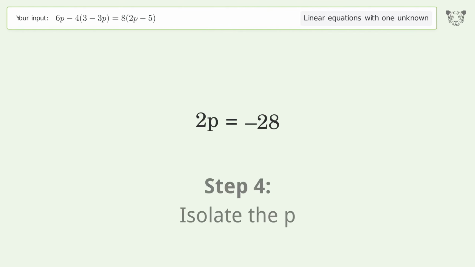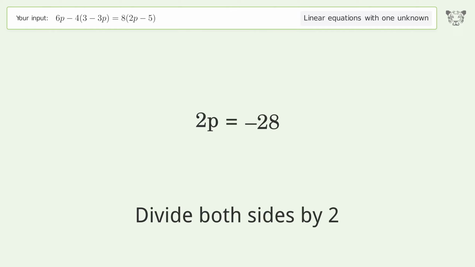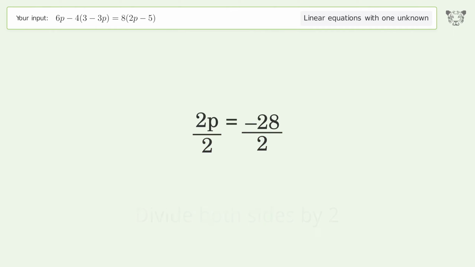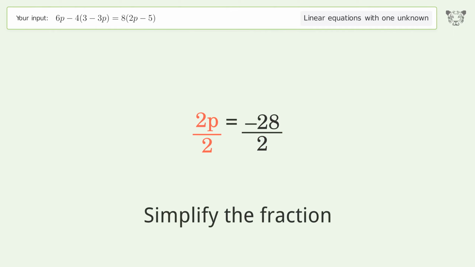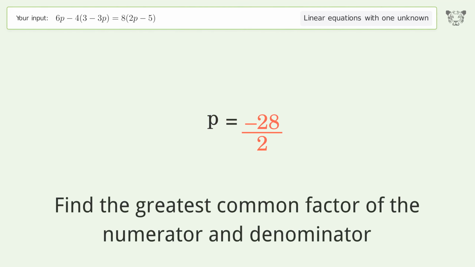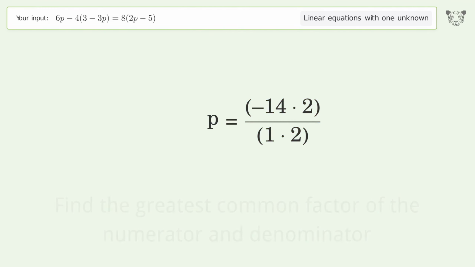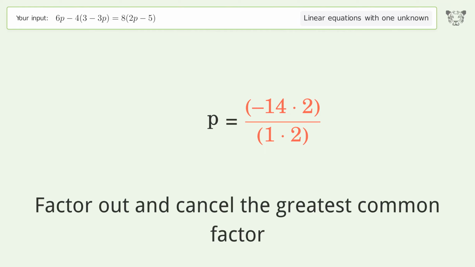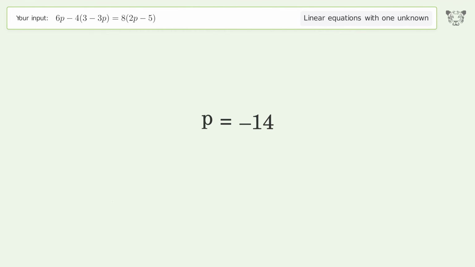Isolate the p. Divide both sides by 2. Simplify the fraction. Find the greatest common factor of the numerator and denominator. Factor out and cancel the greatest common factor. And so the final result is p equals -14.